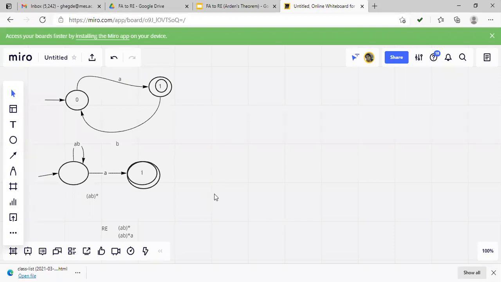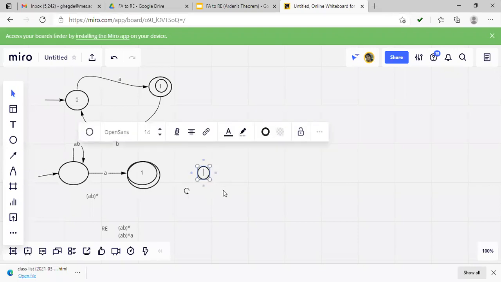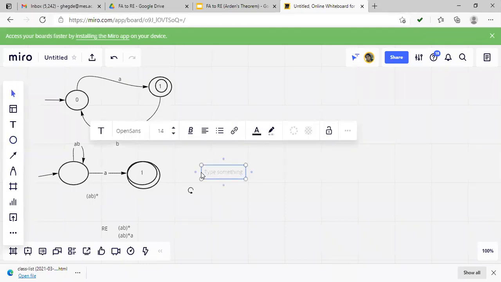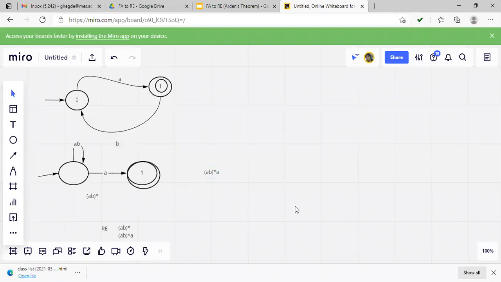Yes, Preeti, it's right. Preeti has given the answer AB whole star A. Okay, so what is our RE? Our RE will be, yes, Devesh, right. I hope there is no doubt. Is there any doubt, any one of you? Let me know. Your RE will be AB whole star A. Yes, Suswar, right. Very good. Yes, Sejal, Abhishek, right. Okay, fine.